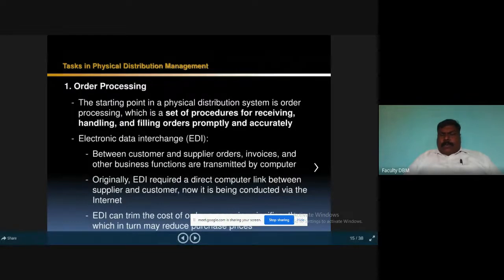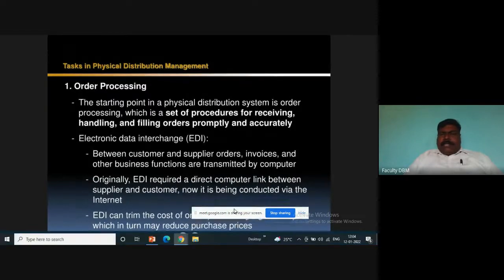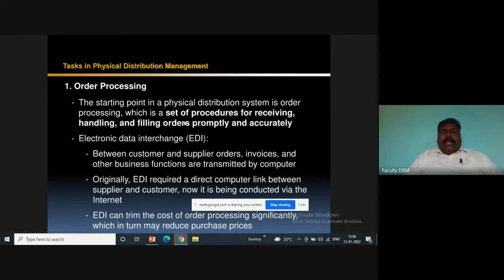So we'll see order processing. Now, order processing, the starting point in physical distribution, is a set of procedures for receiving, handling, and filling orders promptly and accurately. So order processing is a must, meaning we need an order in order to handle that particular order. It is a set of procedures for receiving, handling, and filling the orders promptly and accurately.